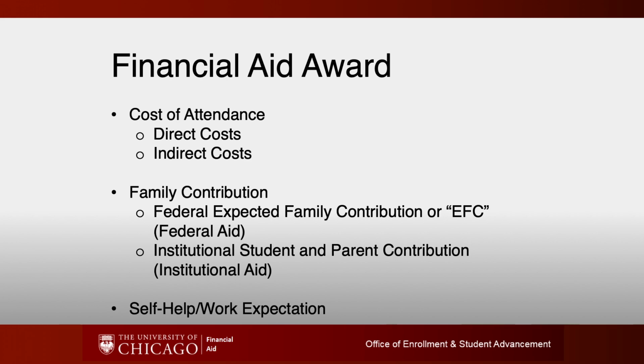A direct cost is something that you have to pay to the school: tuition fees, room and board when your student's on campus. Indirect costs are things that you might pay: books, supplies, transportation, personal expenses, things of that nature. That equals our total cost of attendance.